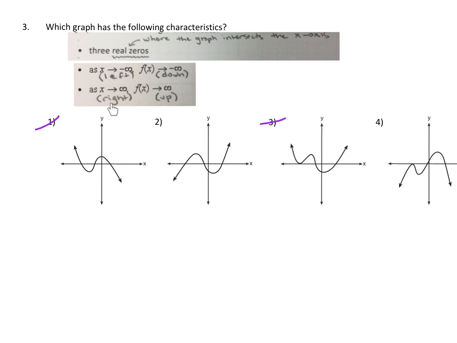Now this says as x goes to positive infinity, we know that means as we go to the right on our graph, the y values, the function itself, also goes to infinity. So it's going to go up. So as we look on the right on the graph, let's look between choice 2 and choice 4. Choice 2 is the one that's pointing up, which is what we want. Choice 4 is pointing down. So choice 4 is out, so choice 2 is our answer.